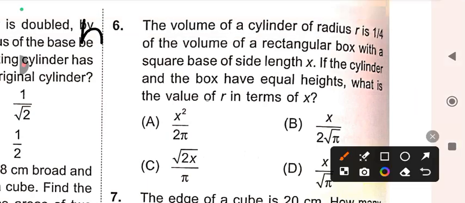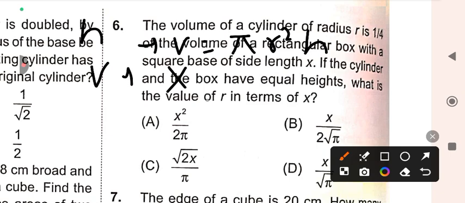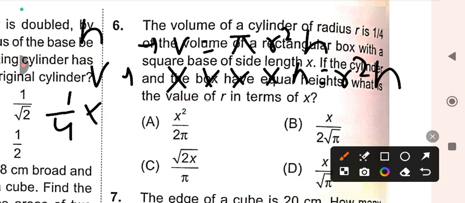So the volume of the cylinder is pi r square h. Now the volume of the rectangular box would be x into x into h, right? L into b into h. So the volume of the rectangular box would be x square h. Now according to the question, the volume of the cylinder is 1/4 the volume of the rectangular box. So this one is the volume of the cylinder, and this one is the volume of the cuboid, the rectangular box.